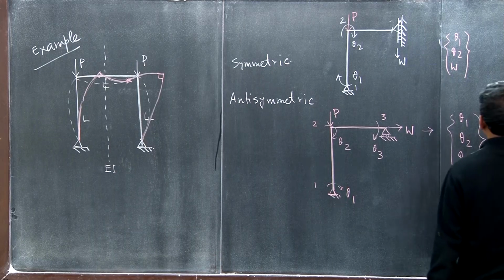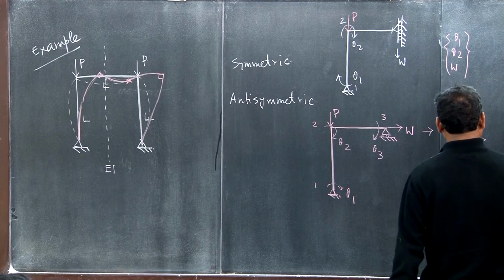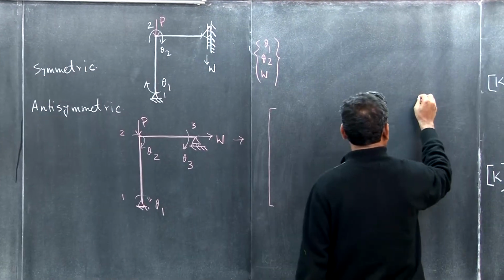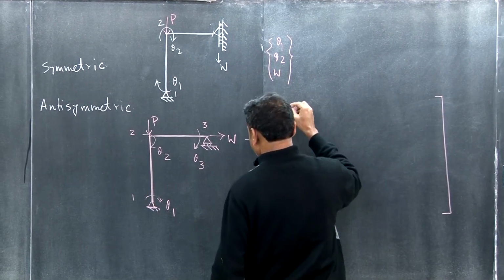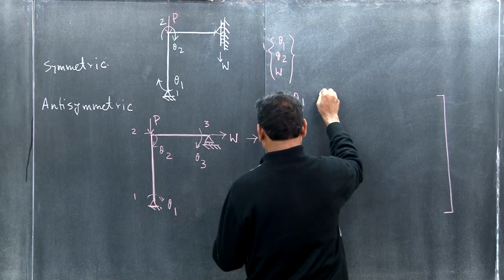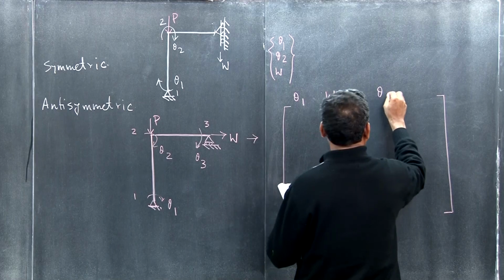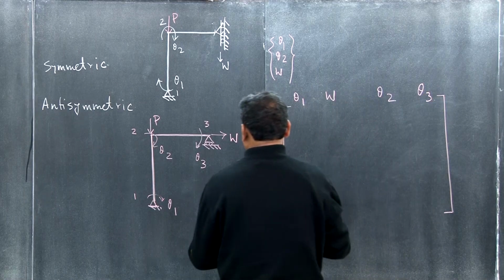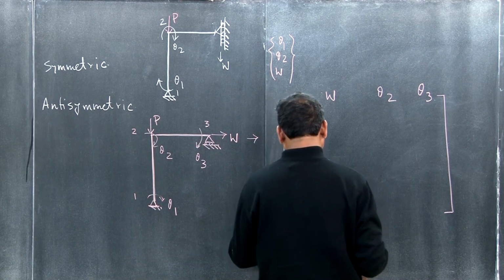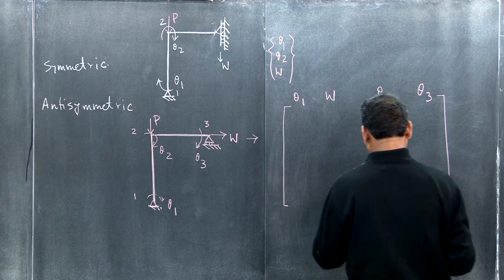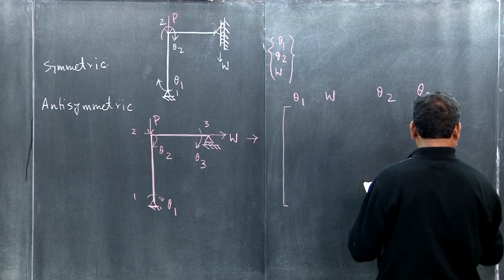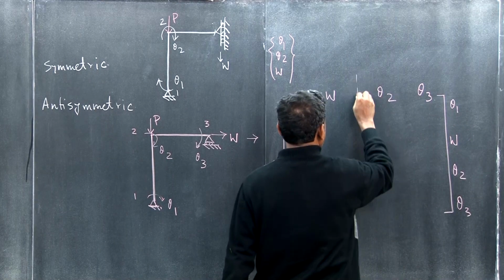For the antisymmetric one, I am going to write the degrees of freedom: theta 1, W, theta 2, theta 3, along both the rows and the columns. Do you see that?